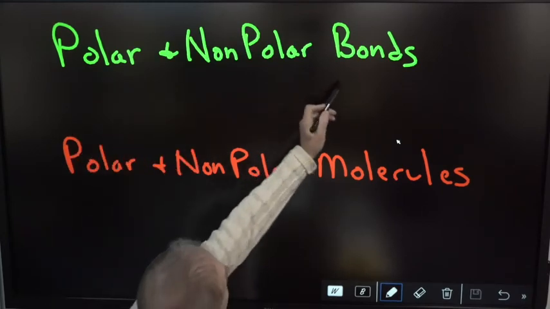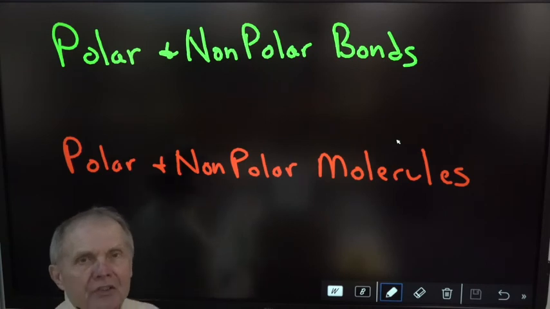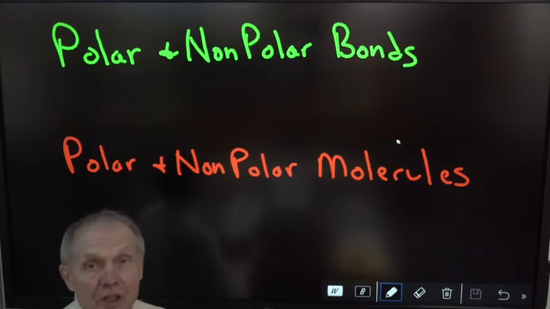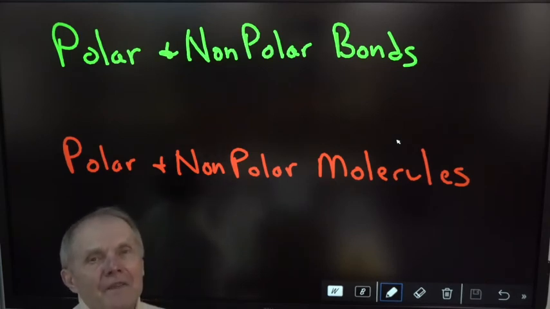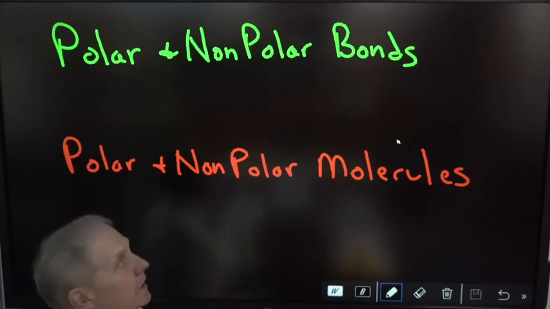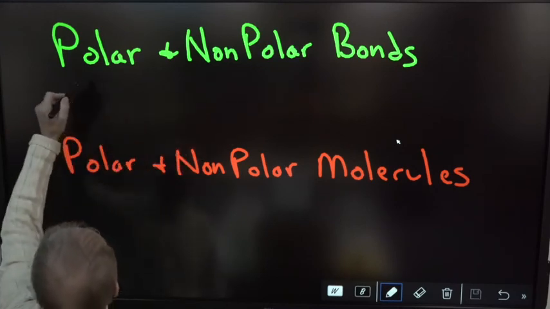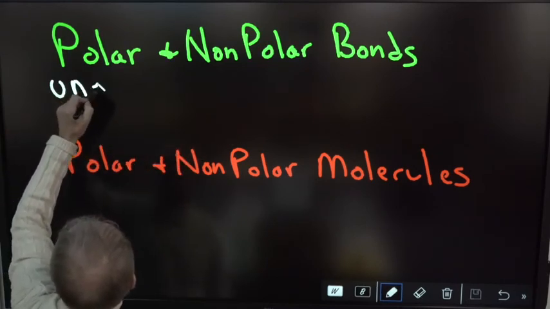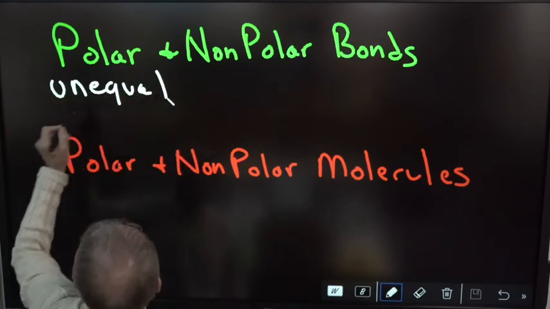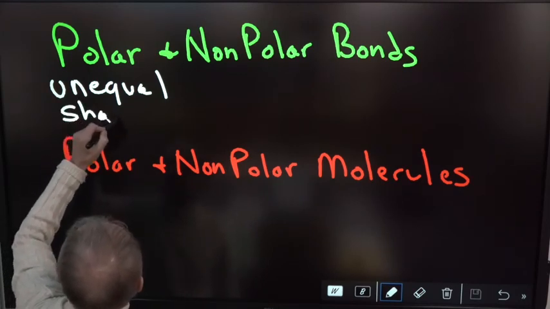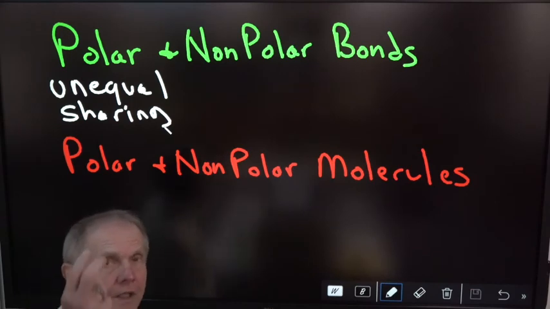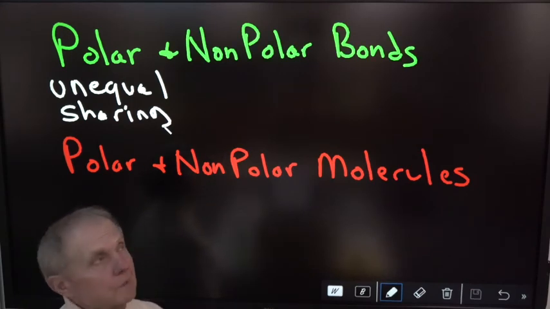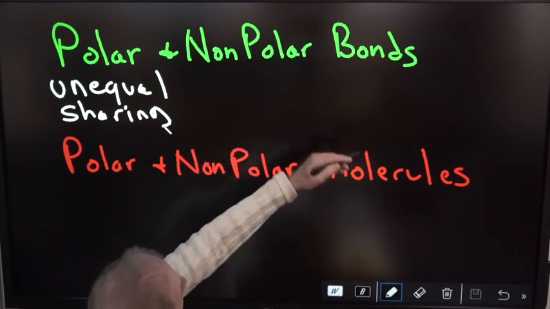Polar bonds. Two nonmetals, if they're different nonmetals, they have different electronegativities and they will share unequally. So, polar bond, unequal sharing between two different nonmetals. All right, that's perfect. Nonpolar bonds.